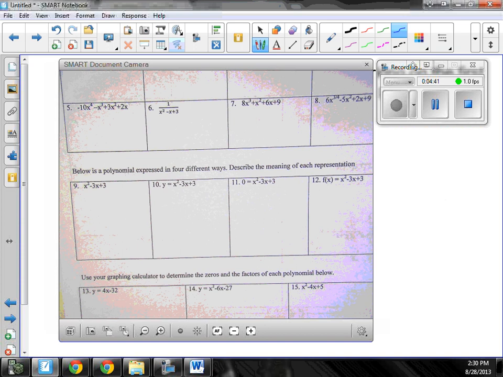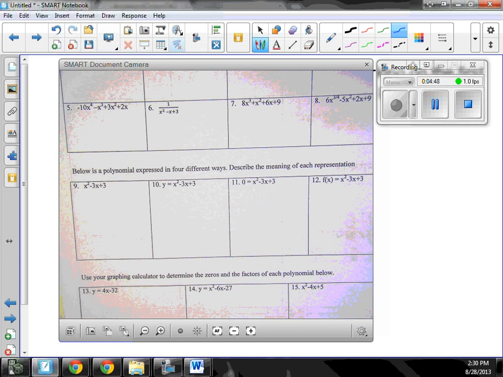So we have a polynomial, and I've made a mistake. Change the plus 3 to a minus 3. So they're all supposed to be minus 3s. I didn't look closely enough, apparently, when I wrote this. So we have a polynomial expressed in 4 ways. It's the same polynomial in all 4 versions. The only difference is sort of what it means.